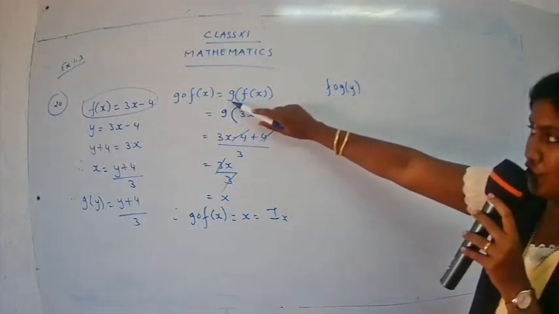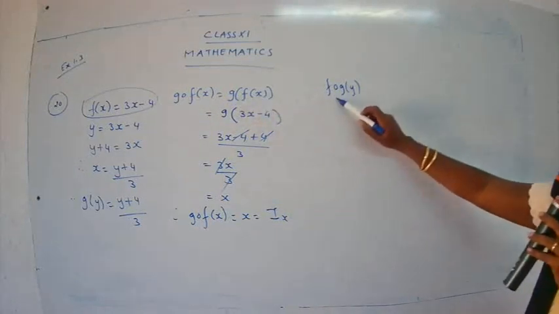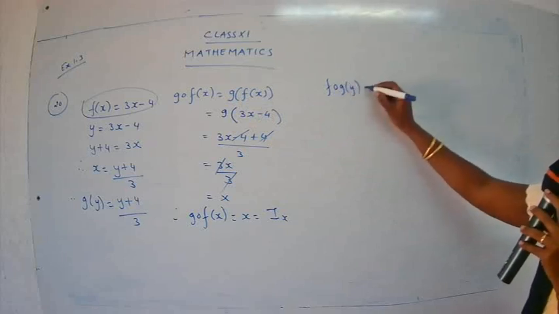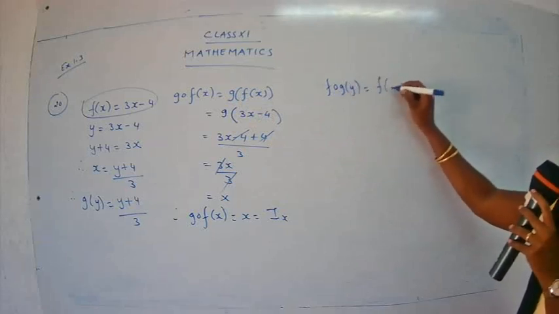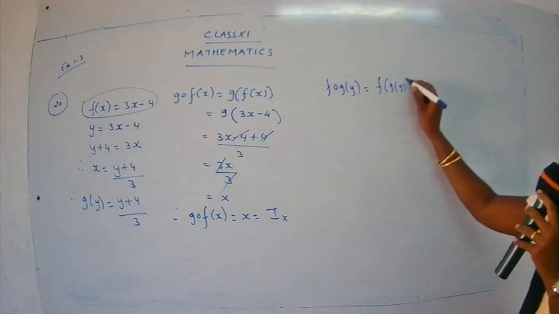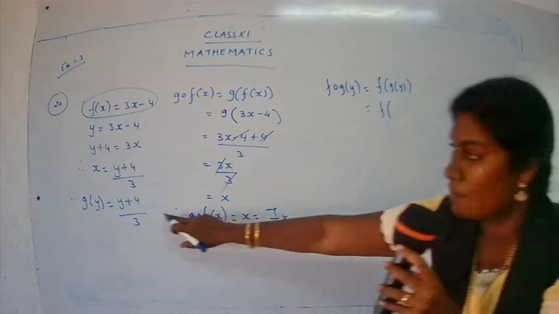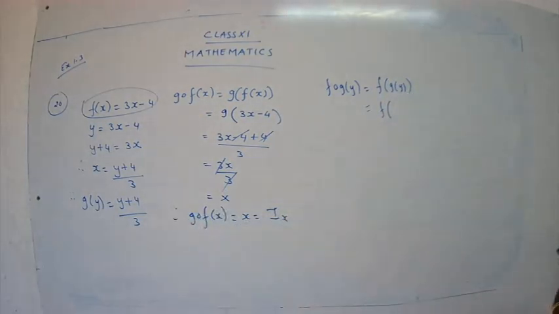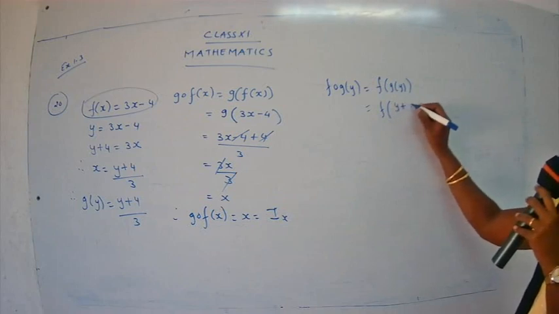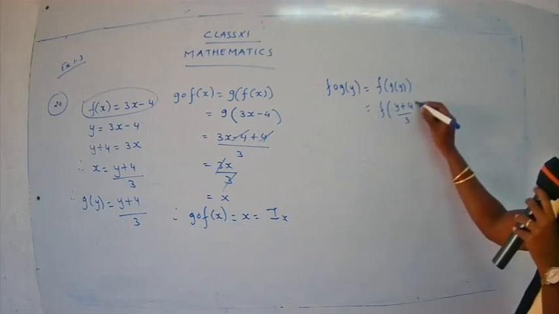We have done g o f x, and now we are going to go for f o g y. What is f o g y? It is f of g y. What is g y? Yes, y plus 4 upon 3. I hope you are doing the sum. Yes, very good. So it's y plus 4 upon 3.